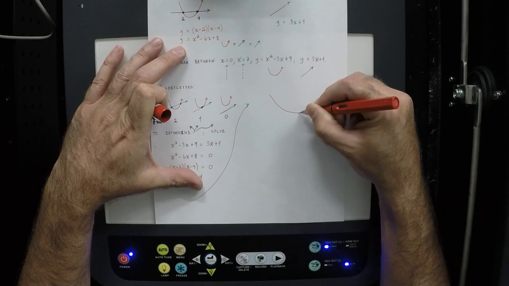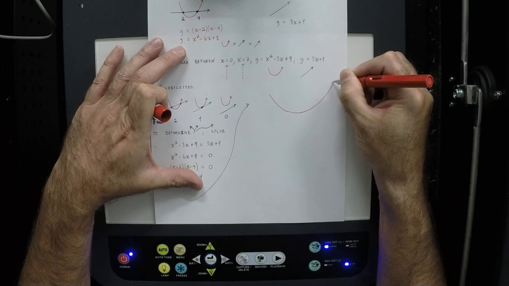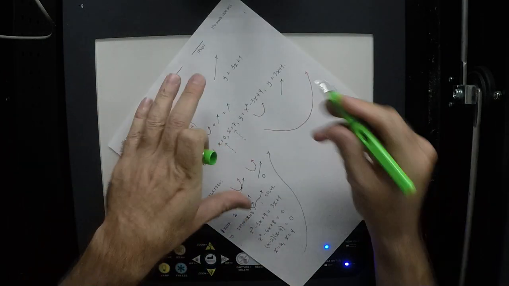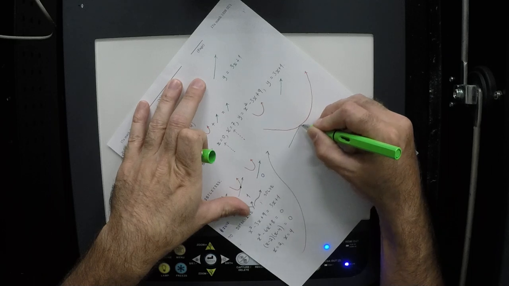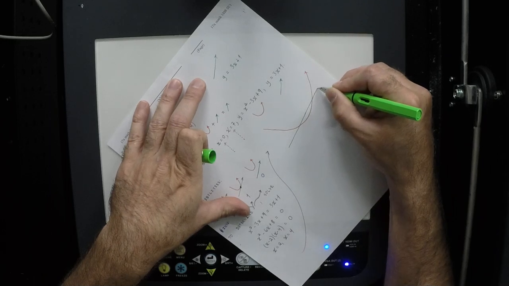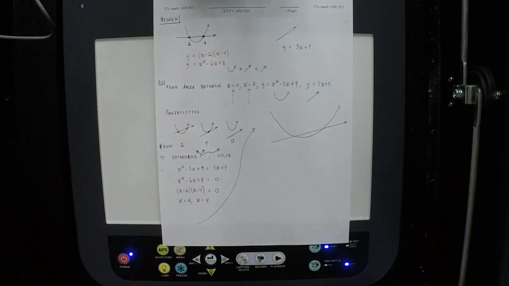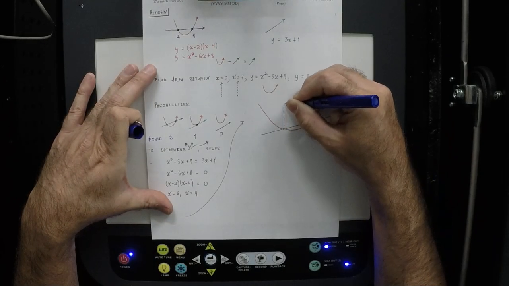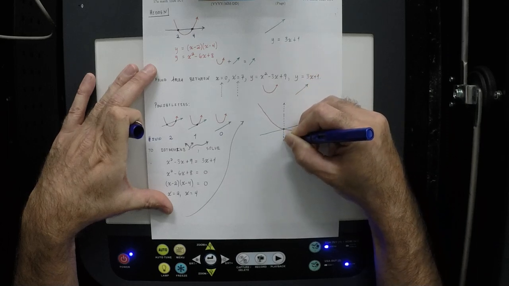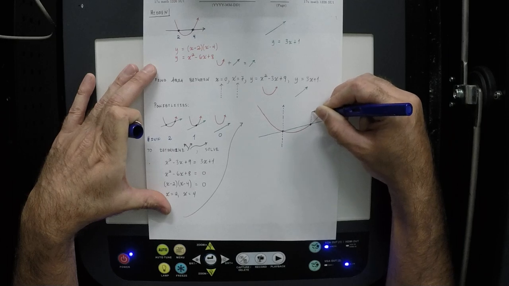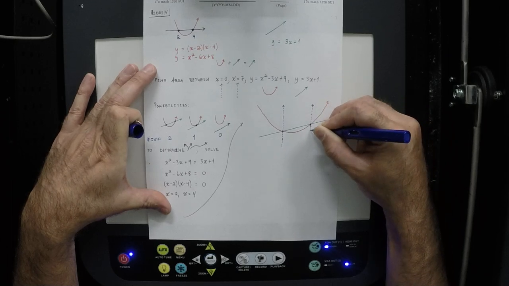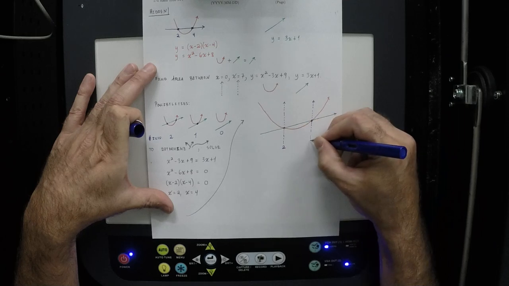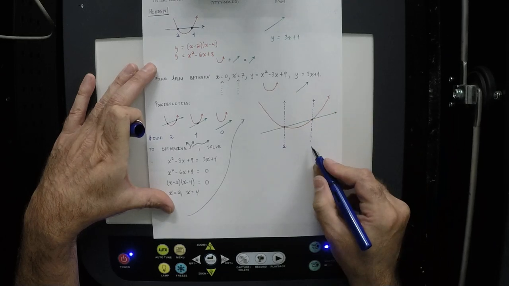So I'm drawing the parabola really wide so that I can draw a nice picture. Otherwise it gets too steep. So there's two intersections. And what is this value? This one is 2. And this one? 4.